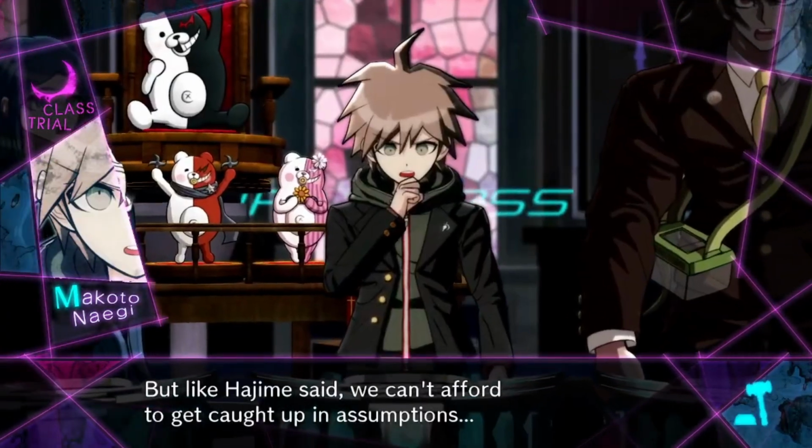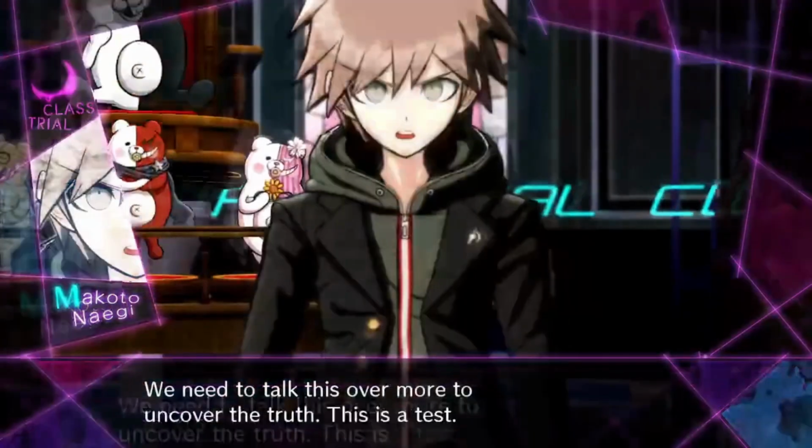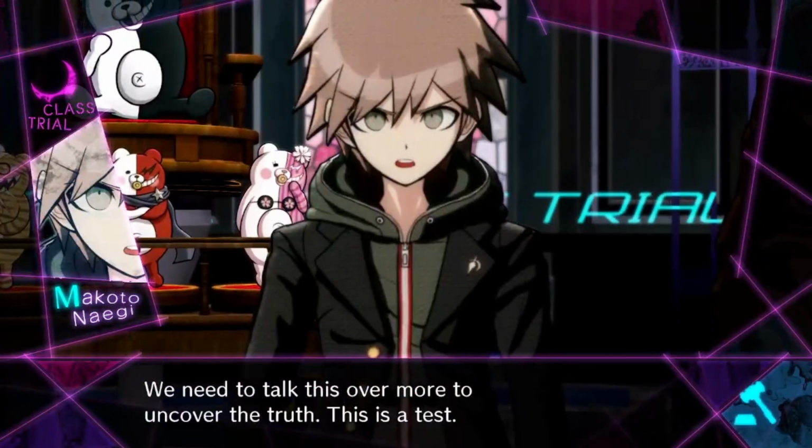But like Hajime said, Himiko, we can't afford to get caught up in assumptions. We need to talk this over more to uncover the truth.